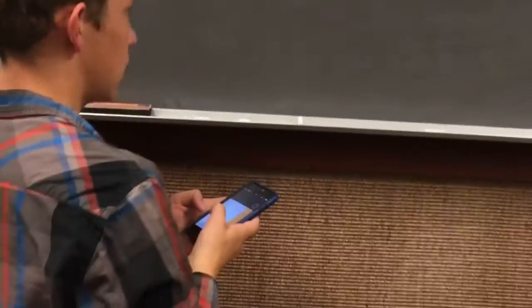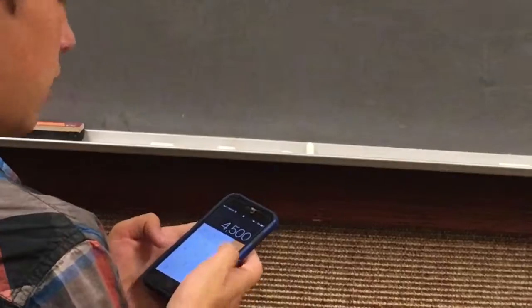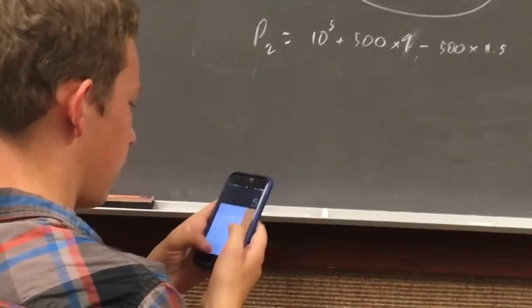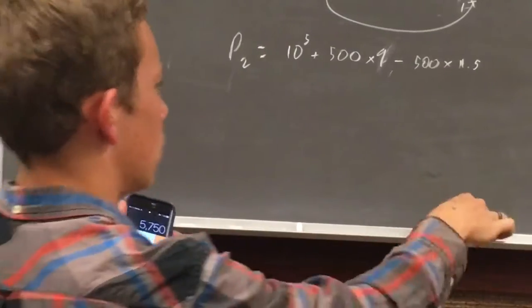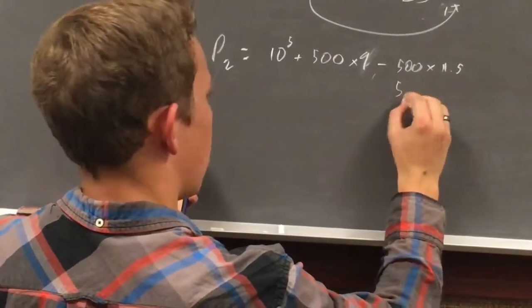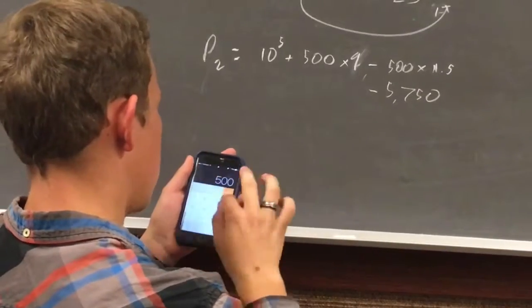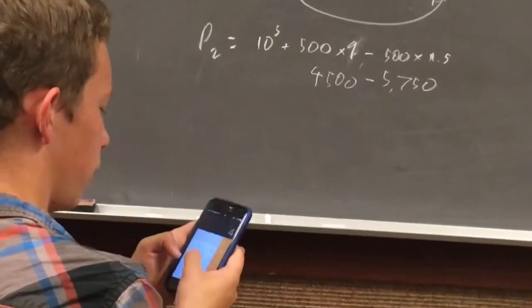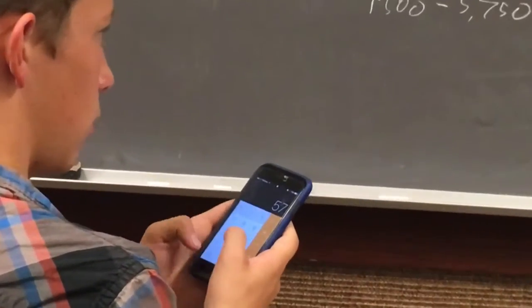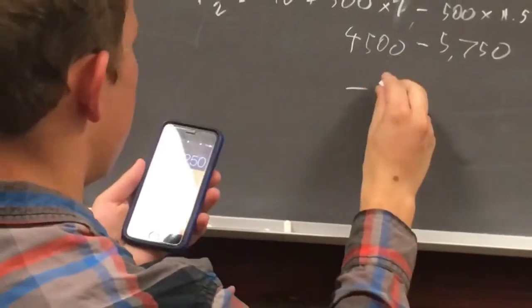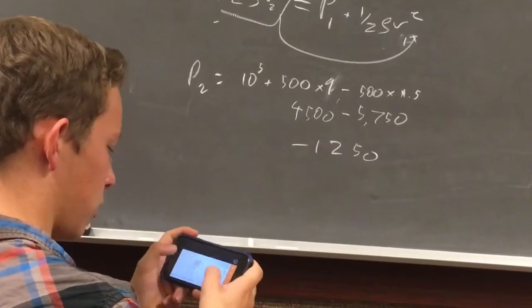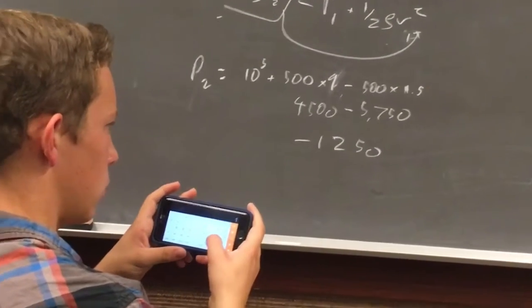So let's do the math real fast. So it's 500 times 9 equals that, minus 500 times 11.5, which would be, I don't think that's right, so I'm going to redo that. 500 times 11.5 equals that. So, no, wait, that was right. 5,750 minus 500 times 9 equals 4,500. So now it's going to be 4,500 minus 5,750. We're going to have a negative 1,250. And so now, 10 to the 5th plus that, minus 1,250.